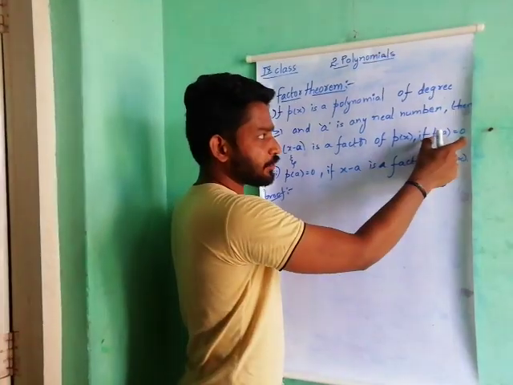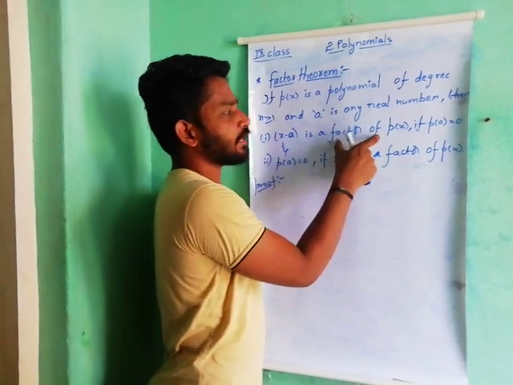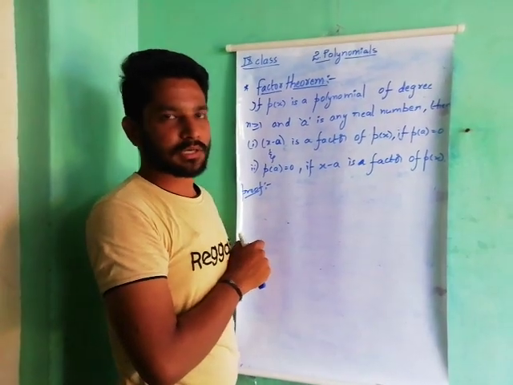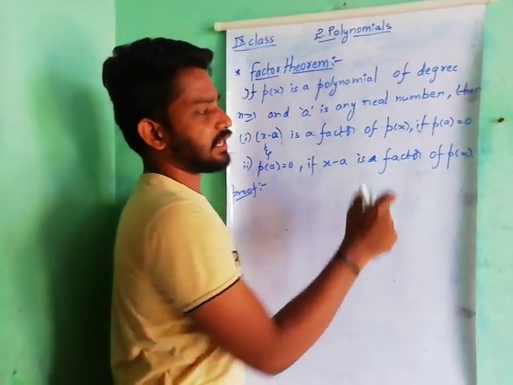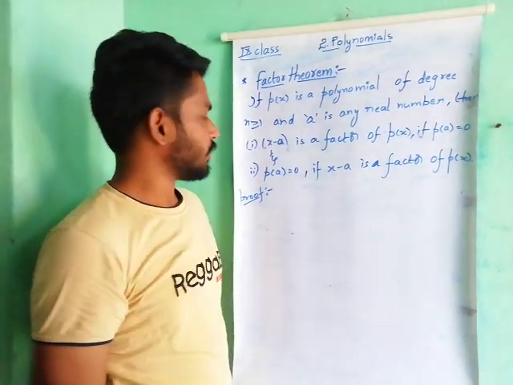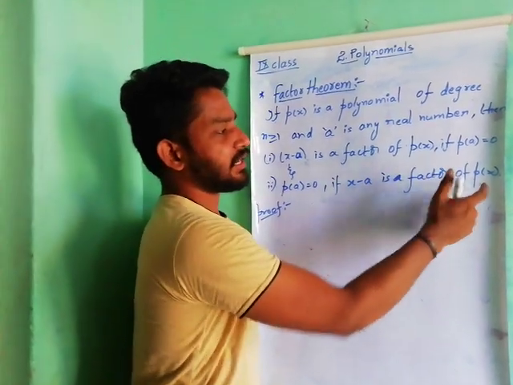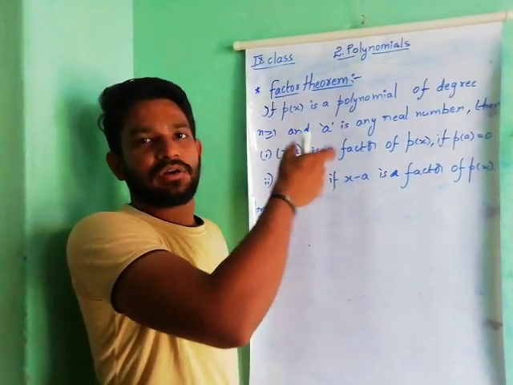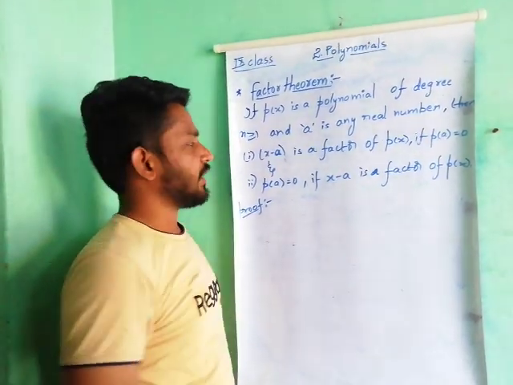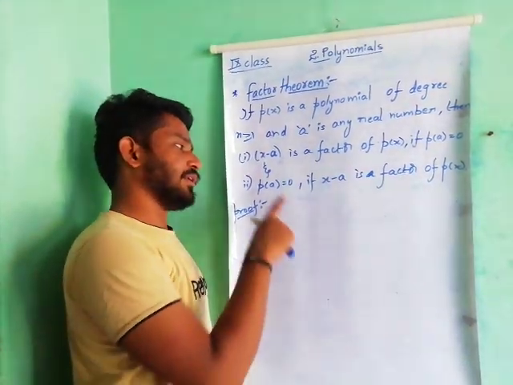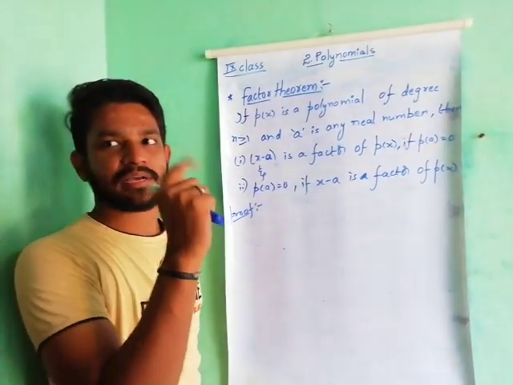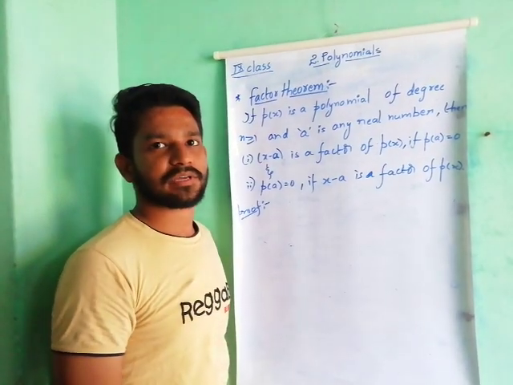When p of a is equal to 0, x minus a becomes a factor. Second, p of a is equal to 0 if x minus a is a factor of p of x. If p of a is 0, then x minus a is a factor. It means these are if and only if conditions. X minus a is a factor when p of a is equal to 0, and p of a is equal to 0 when x minus a is a factor of p of x.